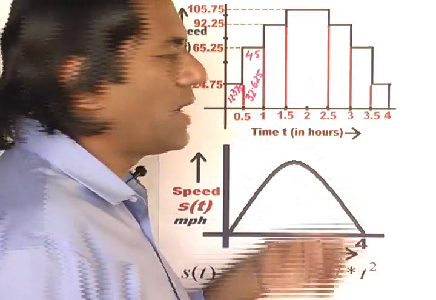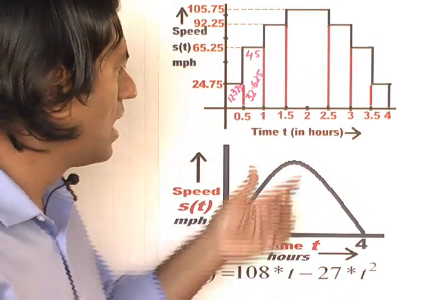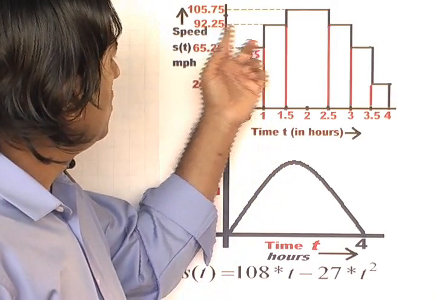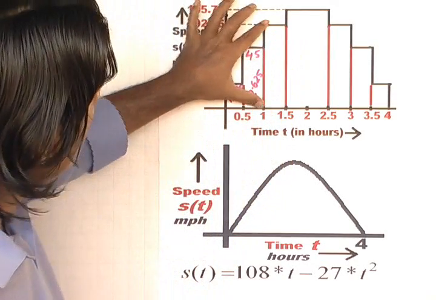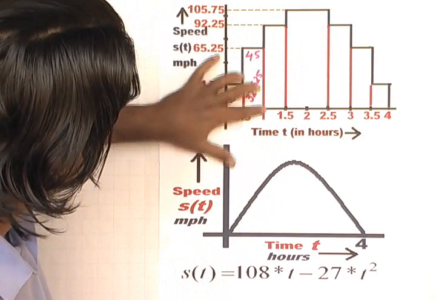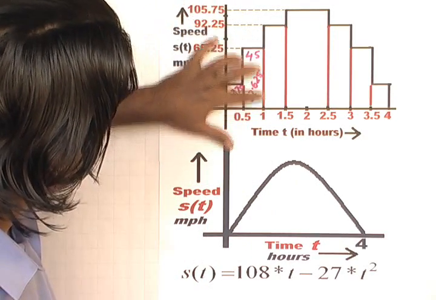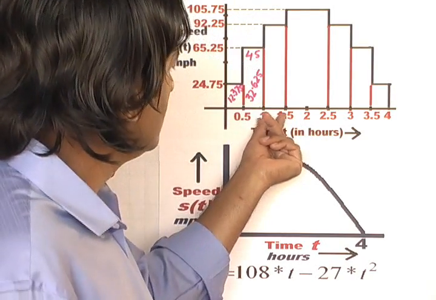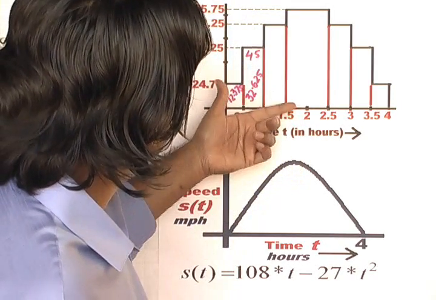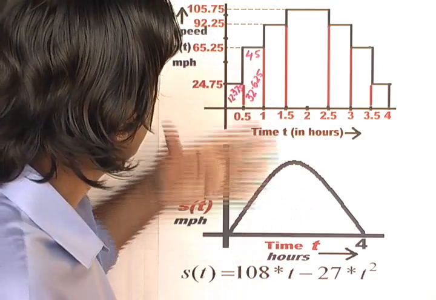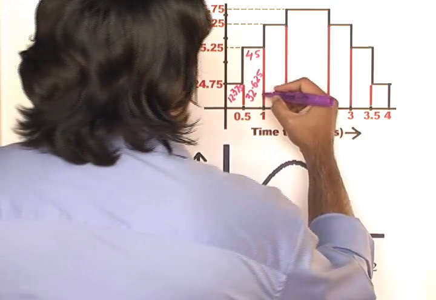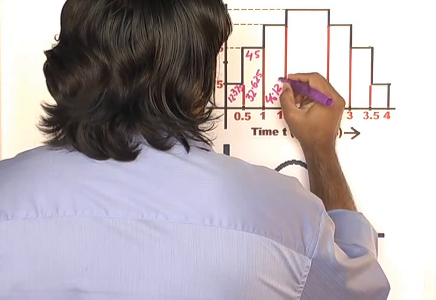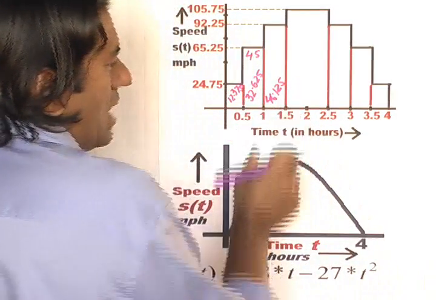So for the first hour, you traveled 45 miles. Similarly, the next half an hour, you traveled at an average speed of 92.25. So for this rectangle, the height of the rectangle is 92.25, and of course the base is still half an hour. So the distance that you would have traveled would have been 46.125, traveled in this half an hour.